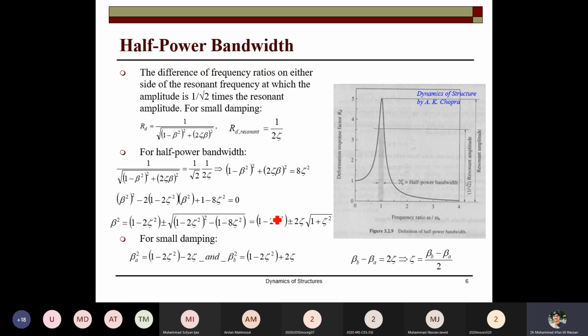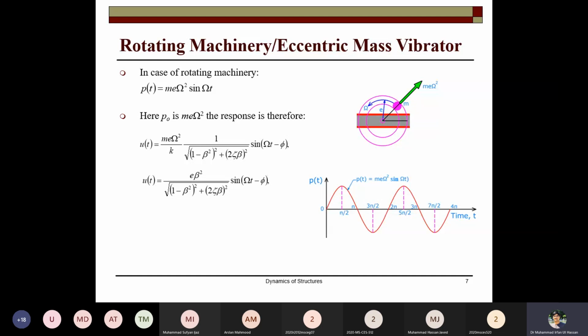And the half power bandwidth is basically used to compute the damping ratio, where we take the value at 1 by root 2 of the resonant value. At resonance, the peak displacement, we take 1 by root 2 of that, and those two values can be used to compute the damping ratio. So that can be computed by taking those two values.